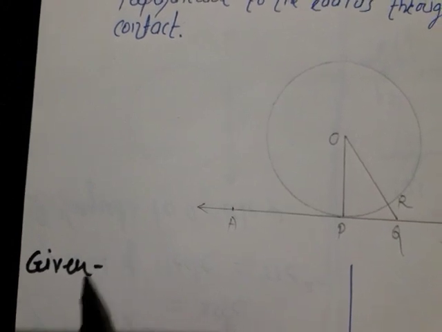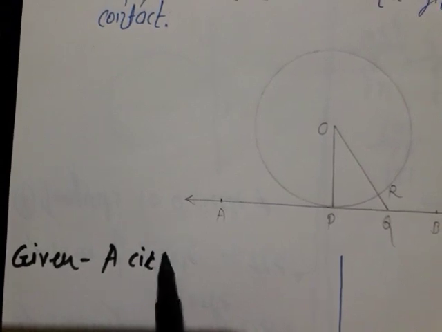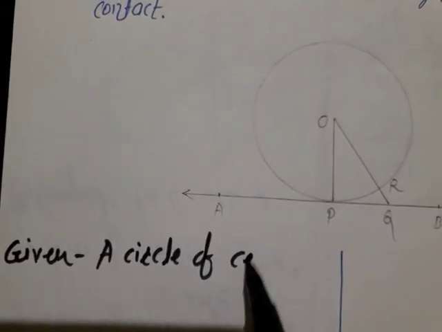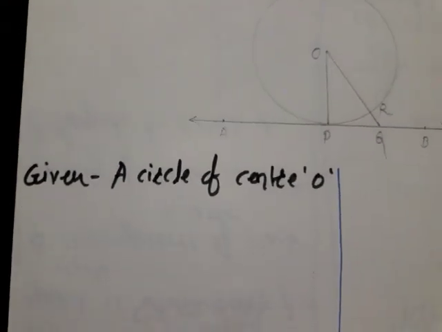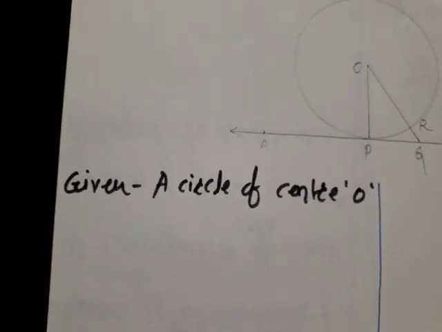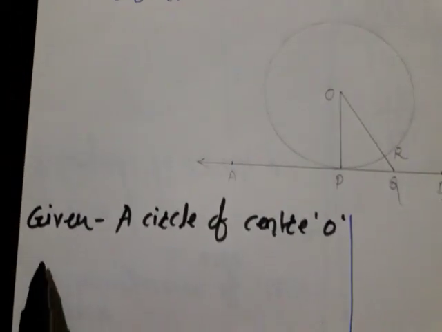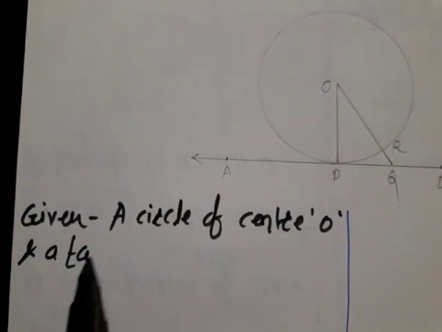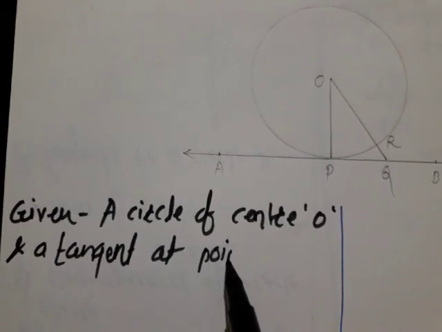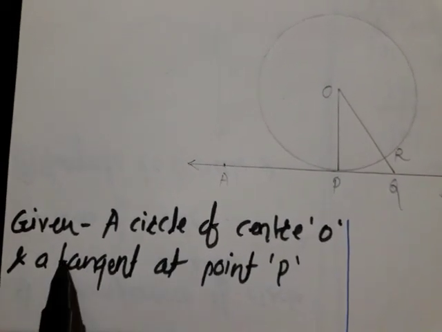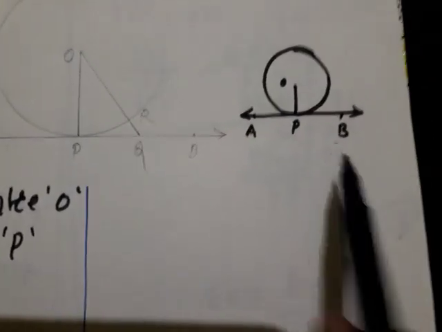Given. What is given? A circle of center O, and a tangent at point P. This is the basic thing, and that only we have done here in this figure.